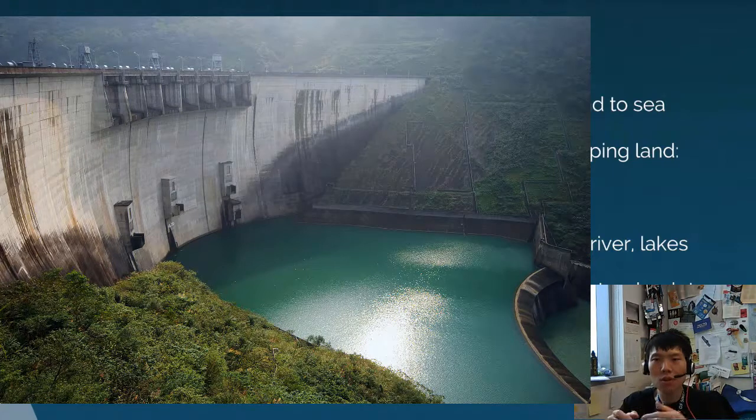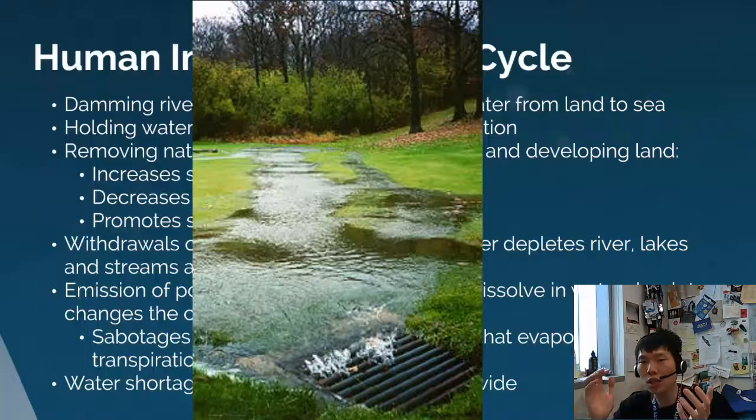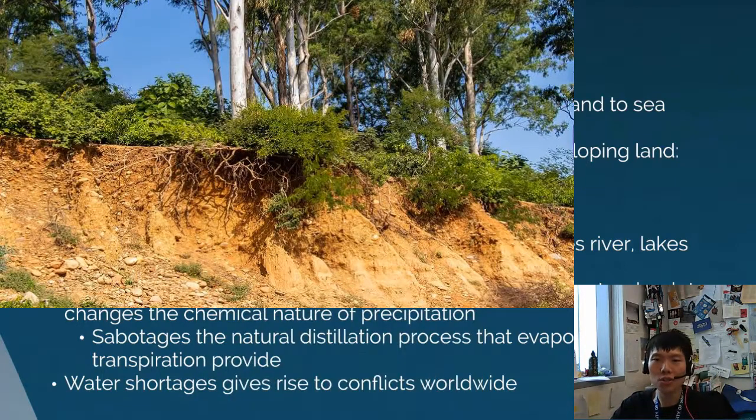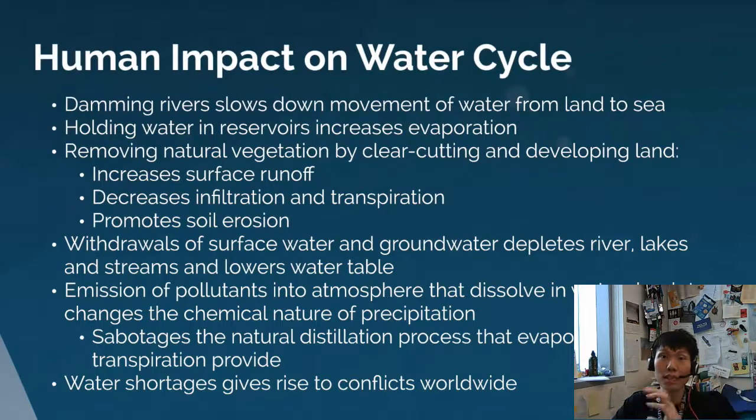That's not natural. So what happens is when you have more surface runoff, that decreases the infiltration and the transpiration, and it promotes soil erosion. The withdrawal of surface water and groundwater for agriculture, industries, and domestic use deeply depletes the rivers, lakes, and streams and lowers the water table.